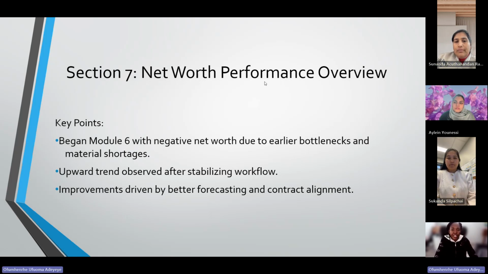Okay, moving on to financial performance. So we entered into module 6 with negative net worth due to early bottlenecks, material shortages, and late penalties. As operations stabilized, especially focusing on workflow, we saw a steady upward trend in net worth, even though we didn't reach profitability.